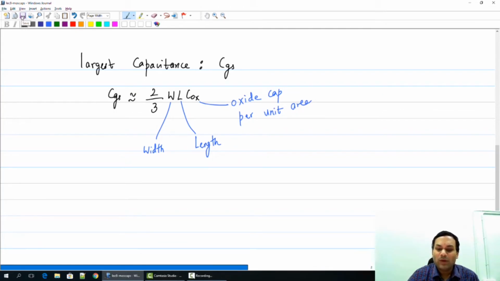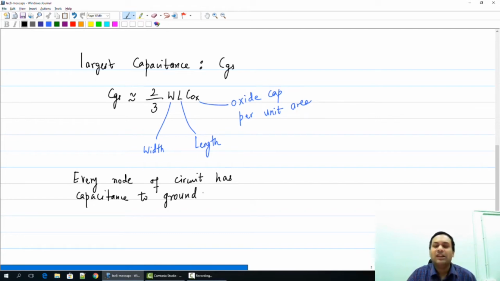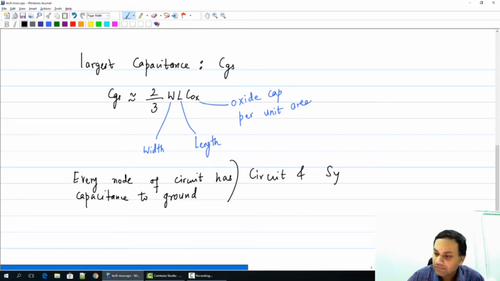In this course, we will assume that every node has some capacitance to ground. We'll assume that every node of the circuit has some capacitance to ground. You will find that this will make our job much easier. We will assume this only for circuit and system analysis.